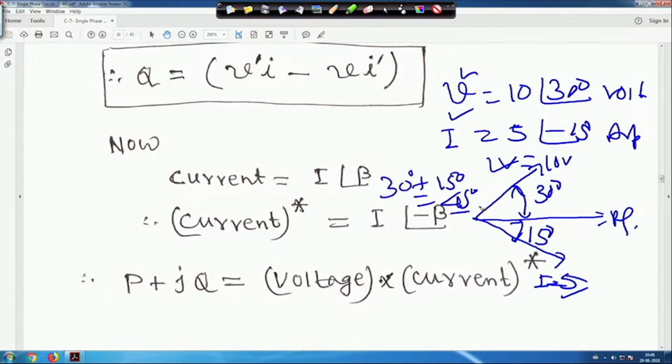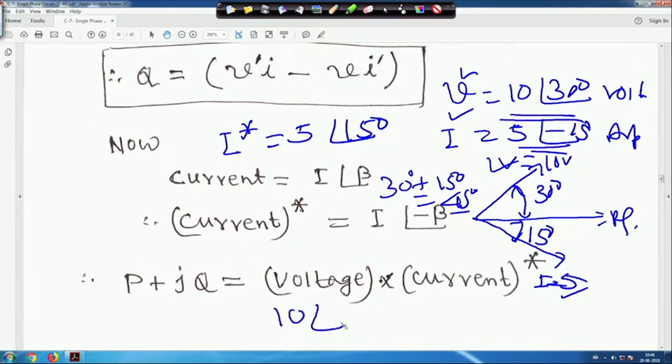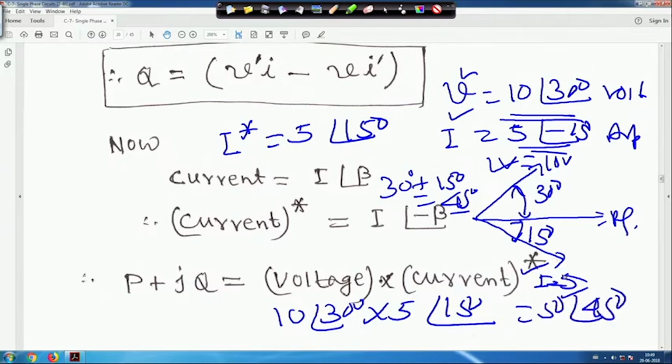Then how do we get this if we do not take the conjugate? In general, suppose we take P plus jQ is equal to voltage into current conjugate. If I is equal to 5 angle minus 15 degree, then I conjugate will be 5 angle 15 degree, because its conjugate of minus 15 degree will be plus 15 degree. Voltage is 10 angle 30 degree, so it is 10 angle 30 degree into 5 angle 15 degree, because of current conjugate. That is actually 50 angle 45 degree.